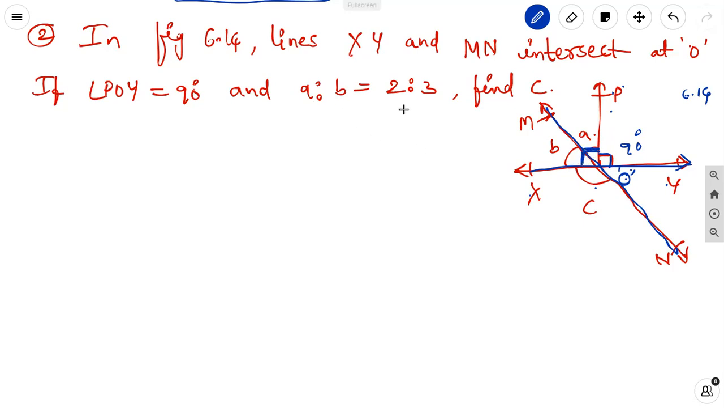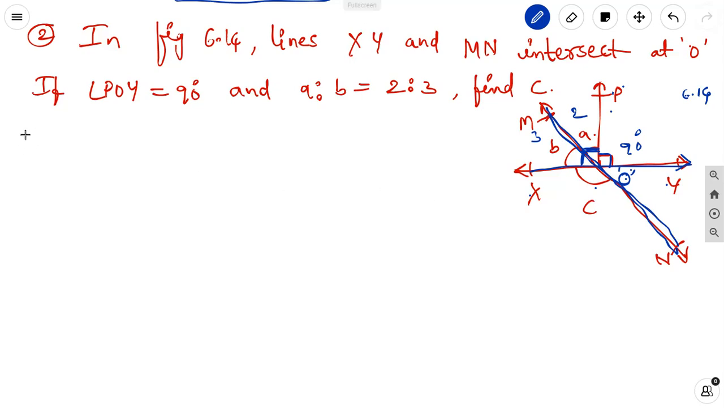And here A ratio B equals 2 ratio 3. The total parts in XOP are 5 parts. In that, A parts are 2, B parts are 3. Here we can calculate the angles A and B, and then we can find C also. C is taken on the MN line. When we know the angle B, then immediately we can find the angle C from the linear pair.